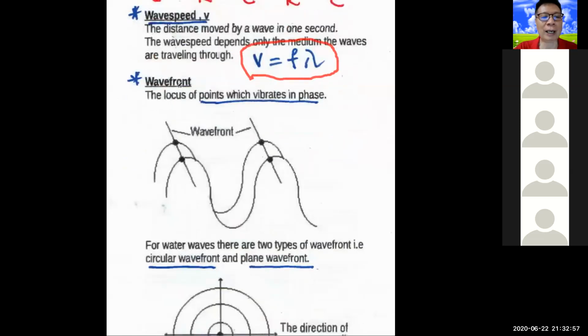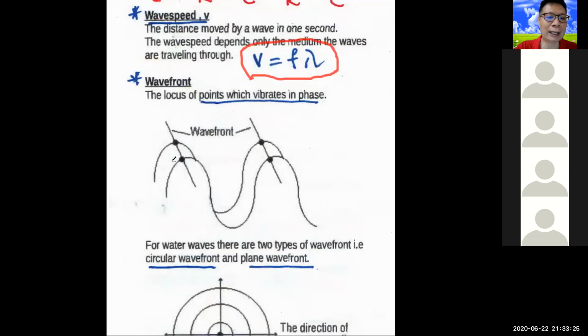What is the meaning of wave front? Okay, wave front. You see, this one is crest, trough, crest. This is a line joining up all the crests. This is crest and crest, you join it up. So the line joining up all the crests, we call wave front. Wave front means the locus of points which vibrate in phase.